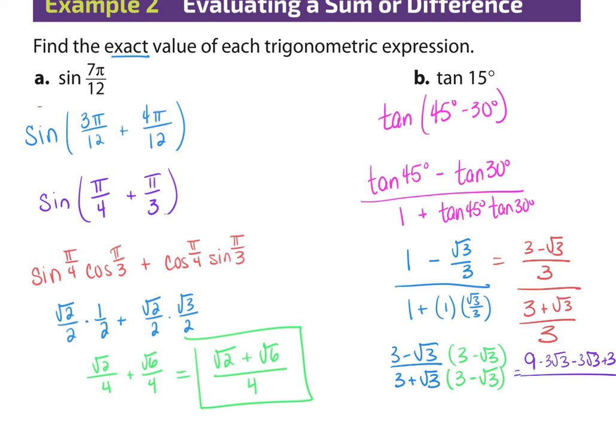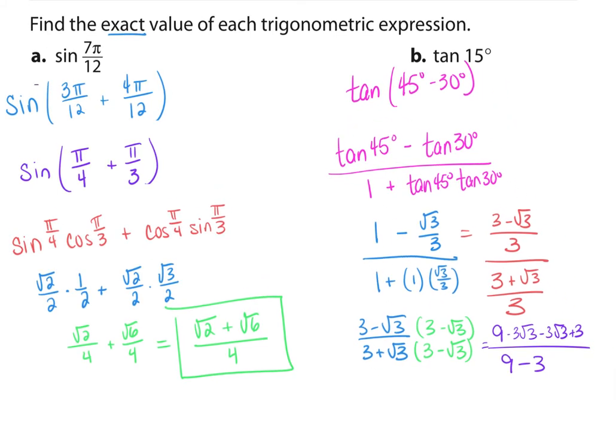On the bottom, I end up with the first one squared, 9, minus the second one squared, that's 3. All right? We're almost done with this little reduction here. On the top, I have a 9 and a 3. That gives me a 12, right? And then I have a negative 3, that's a negative 6 square root of 3. On the bottom, I have just a 6.